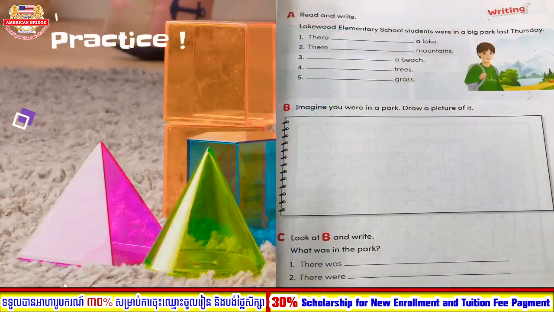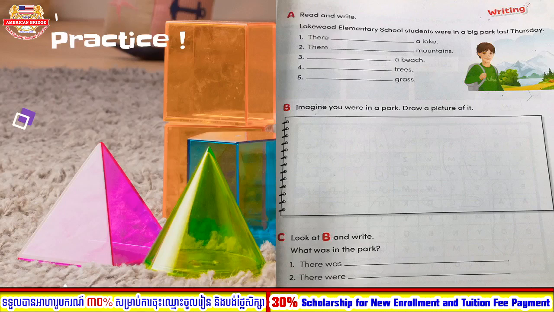Okay, so this one is our practice writing. In A, you need to read and write. As you know already, you need to look at the picture and then write using there was and there were, right? Okay, so here they have: the Lakewood Elementary School students were in a big park last Thursday. So you need to imagine that if you are in the big park, what are you doing there and what is the thing around there, right? So you need to use there was and there were to complete this one.